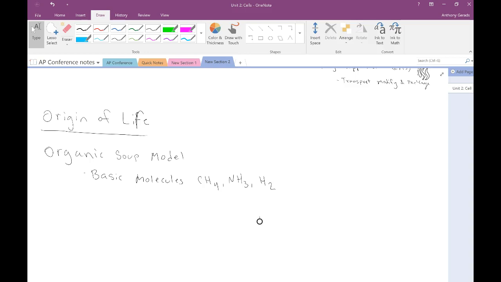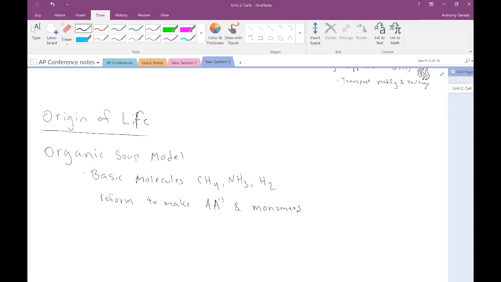So basic molecules like methane, ammonia, hydrogen, all that could reform to make, I'm going to put AAs, which is amino acids, and monomers. So they can recombine to make amino acids and other monomers. So now I've got the building blocks of life.